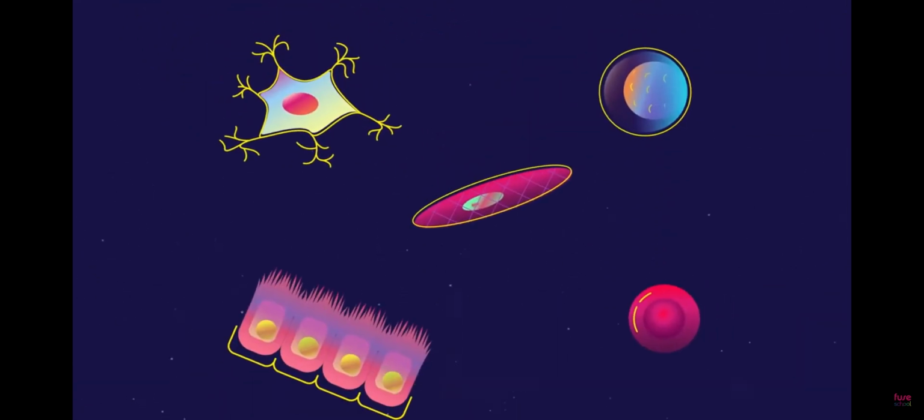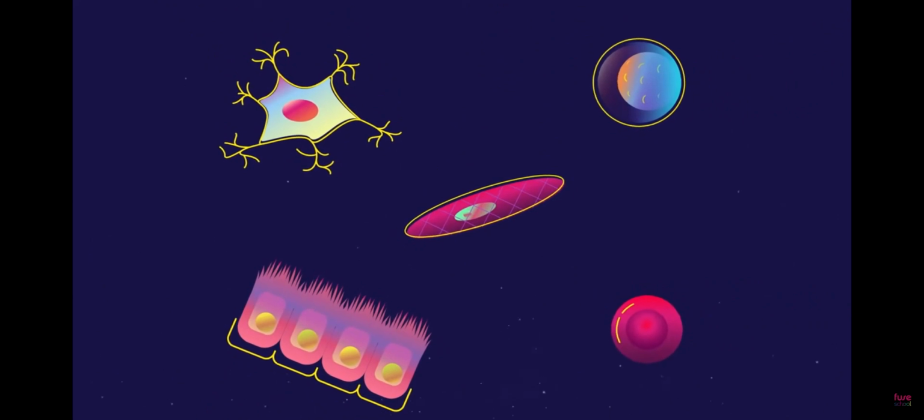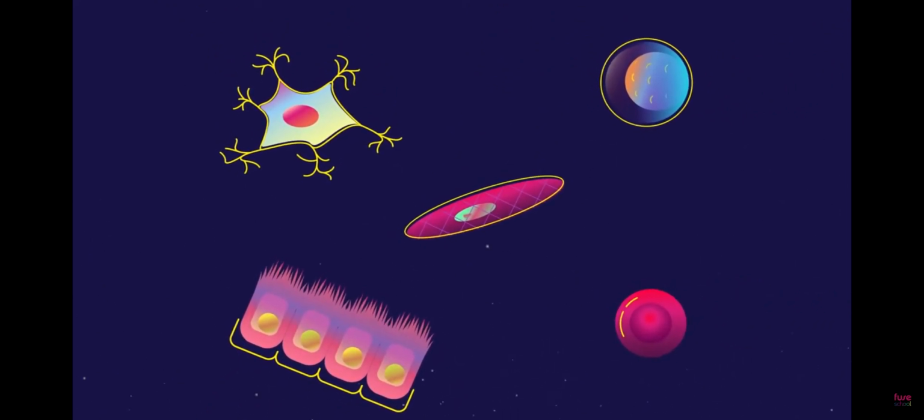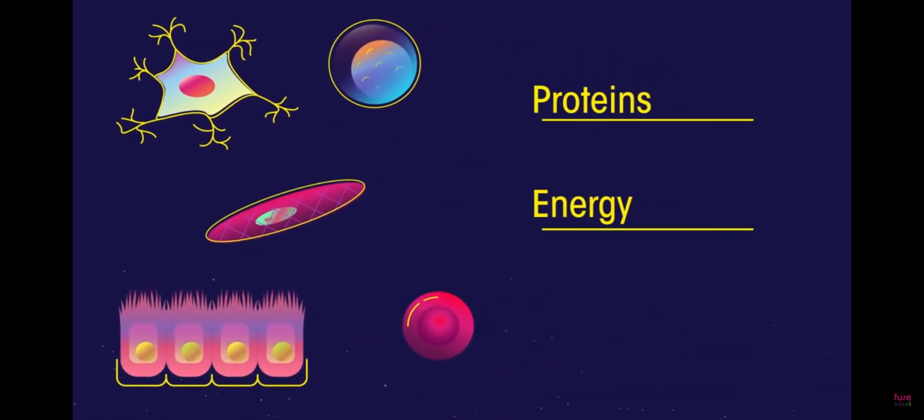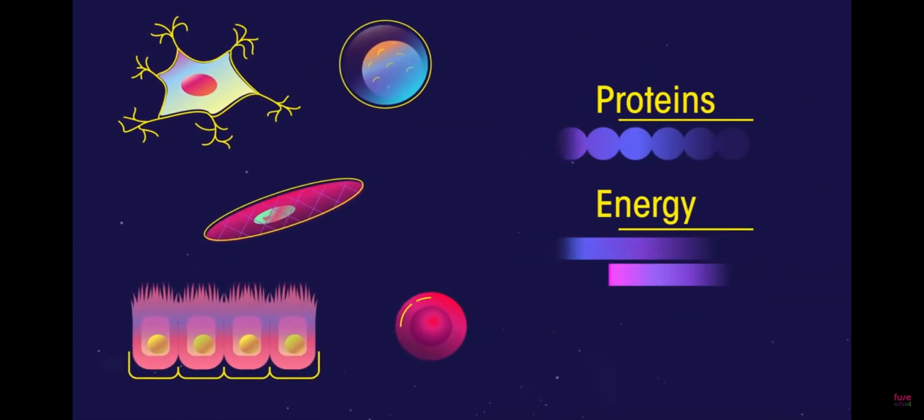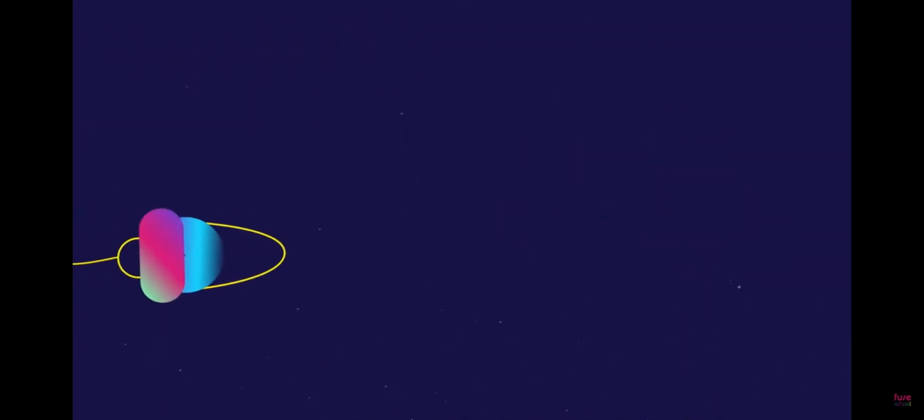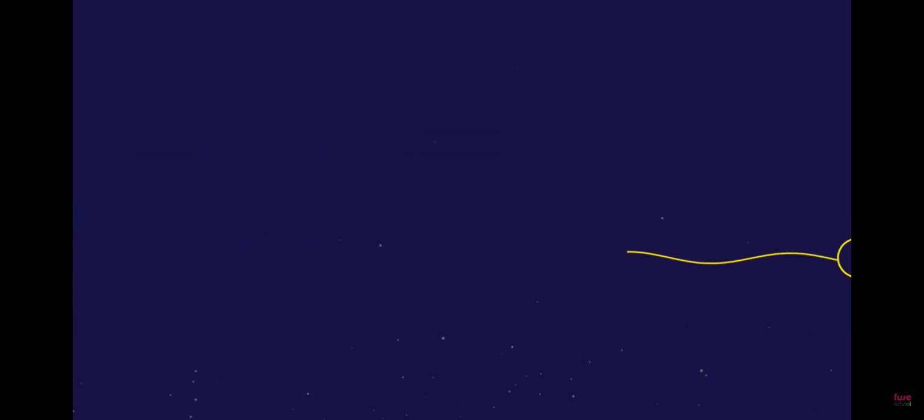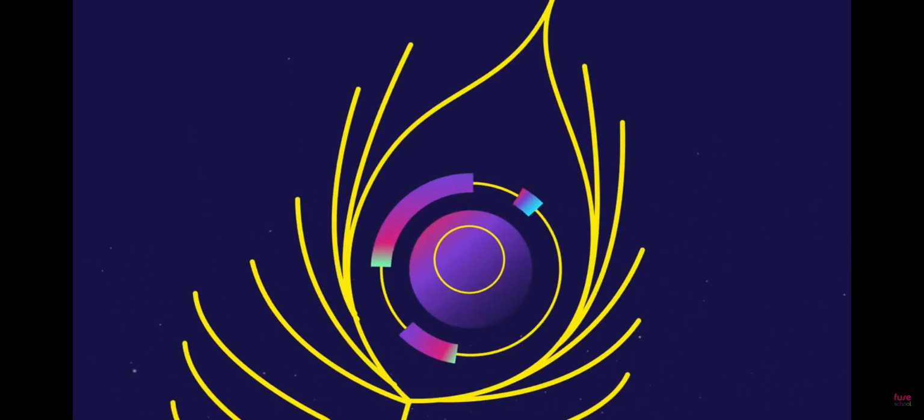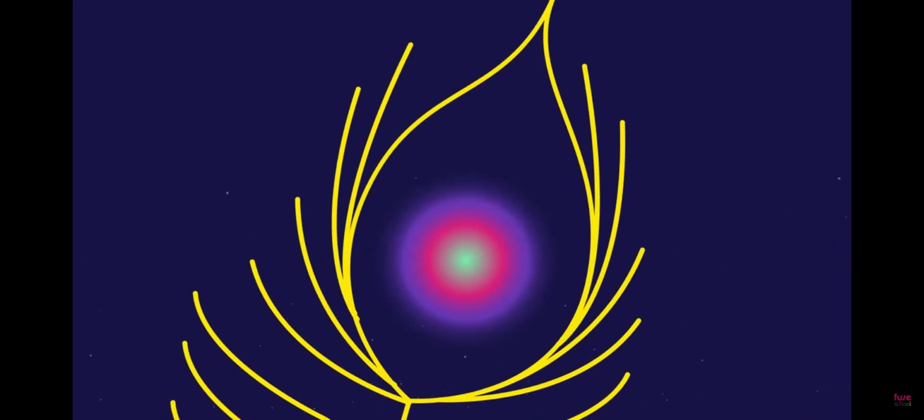Now, there are many different types of cells, and each cell carries out its own jobs. Some of these jobs are common to all cells, such as making proteins and producing energy, while some jobs are specific to the type of cell. A human sperm cell has to be able to swim, while the cells that produce a peacock's tail must produce beautiful coloured pigments.